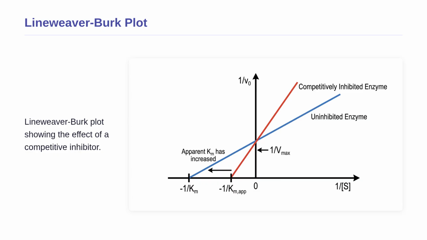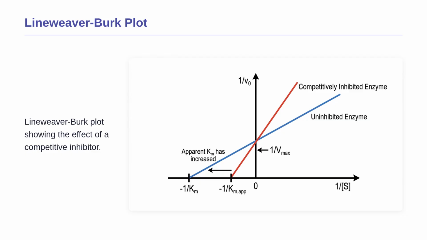To visualize what we just calculated, let us look at the Lineweaver-Burk plot for competitive inhibition. This is a double reciprocal graph. The horizontal axis represents 1 over the substrate concentration, and the vertical axis represents 1 over the initial velocity. Notice the two lines, the uninhibited enzyme and the competitively inhibited enzyme. They intersect at the exact same point on the vertical axis. This visualizes our earlier point that the maximum velocity remains completely unchanged.